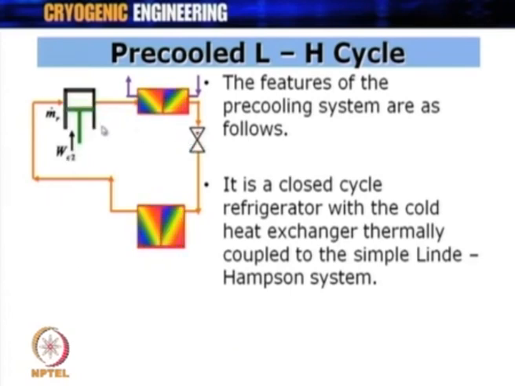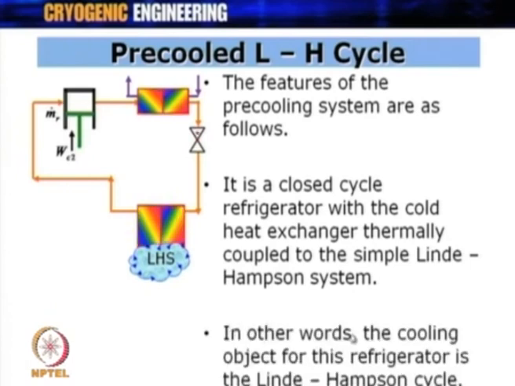So, nothing is coming free. Here you got to have more power input for this compressor, and we are compressing m dot r, which is the mass flow rate in this pre-cooling circuit. Now, you can see this Linde-Hampson system is a load on this pre-cooling circuit. Alright. So, here you can say that the heat exchanger is thermally coupled to the simple Linde-Hampson system. In other words, the cooling object for this refrigerator is the Linde-Hampson cycle. What is it cooling? It is cooling basically the Linde-Hampson cycle.